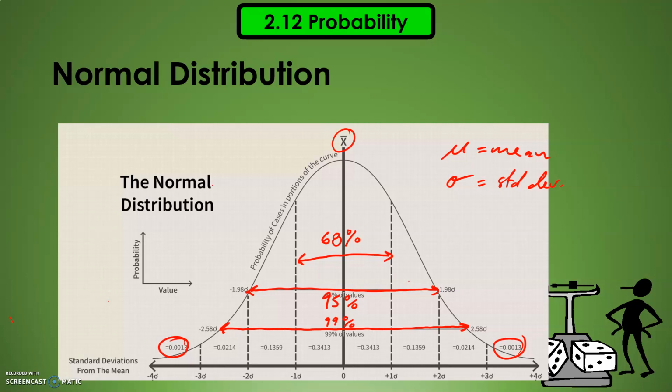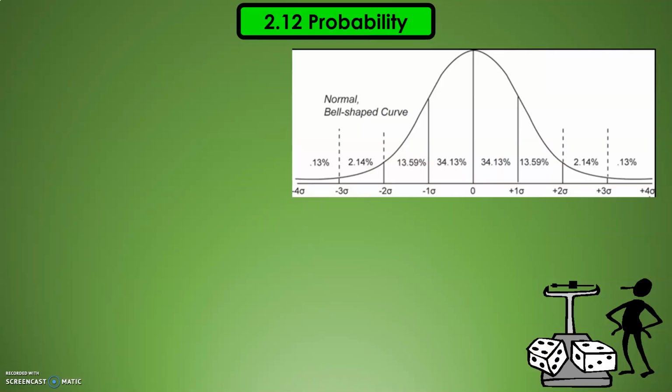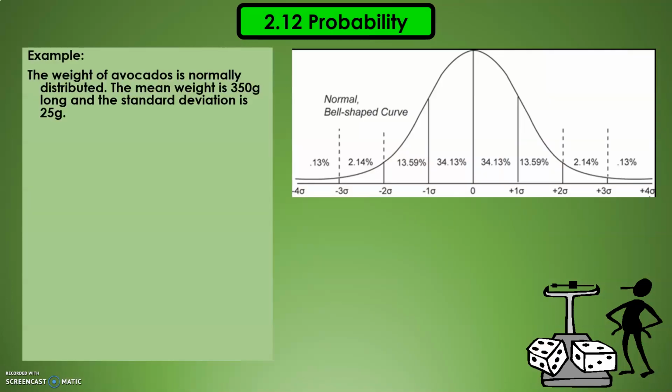So each of these standard deviations divide up in different proportions. One standard deviation below is 34, one standard deviation above is 34 as well. So what does that mean? It means with questions like this, we can use it to try and answer things about the group that we've got.